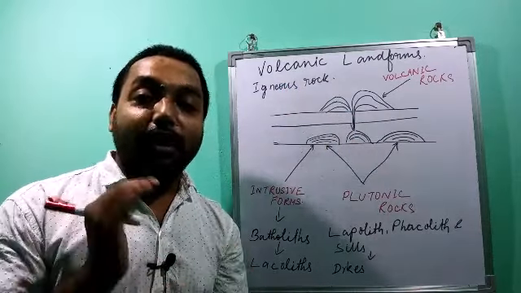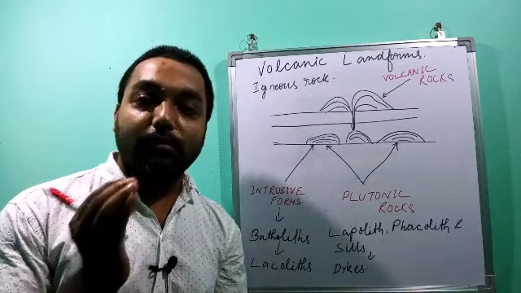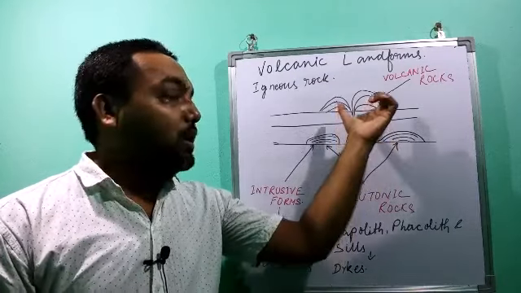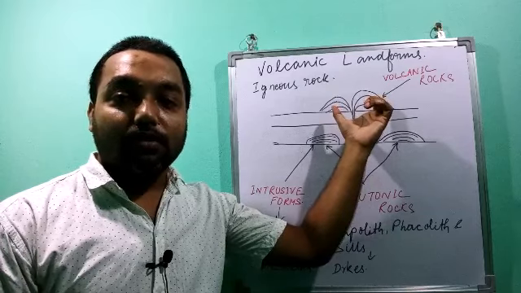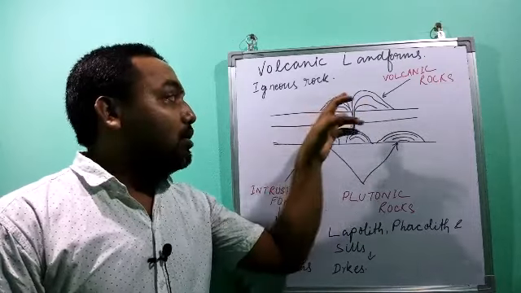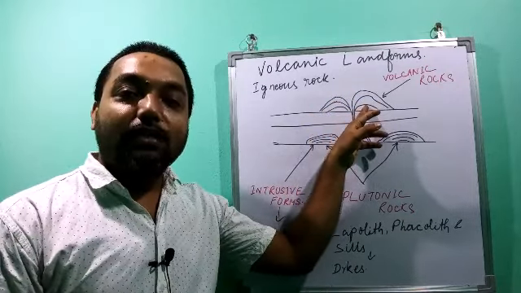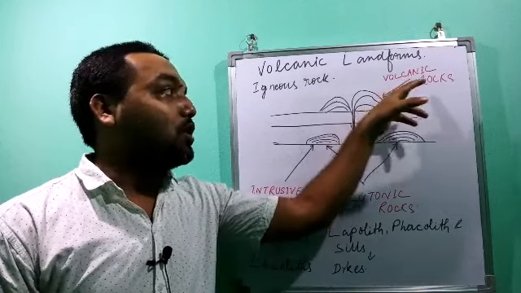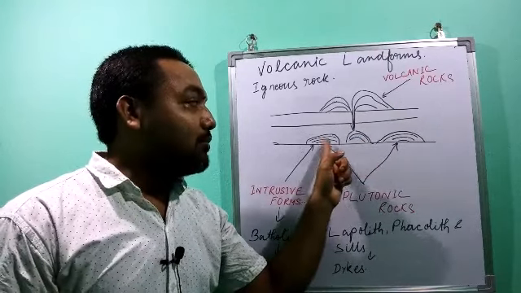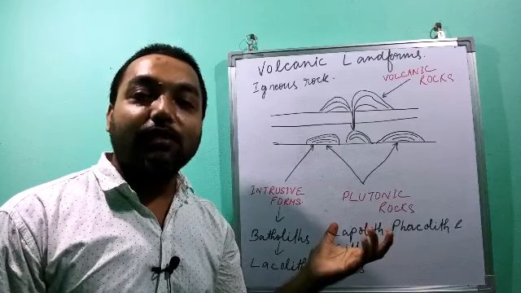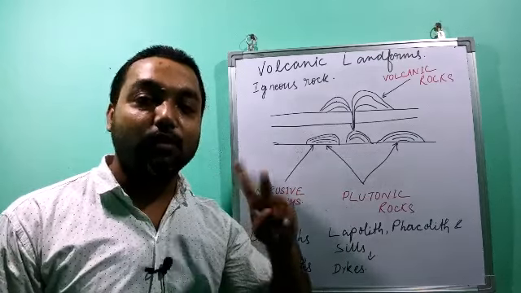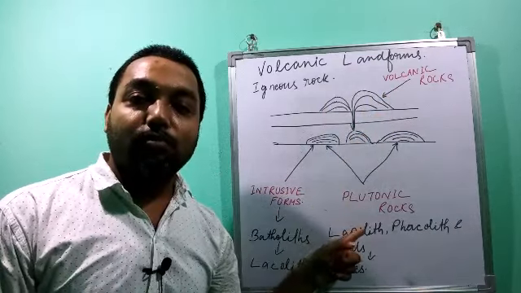But based on where it has cooled down, either inside the earth or on the surface of the earth, it has different names. The igneous rock that comes out on the surface of the earth and cools down is called volcanic rock. This is a type of igneous rock. The rock that cools down inside the earth only and forms igneous rock is called plutonic rock. So igneous rock has two types: one is called volcanic rock, the other is called plutonic rock.